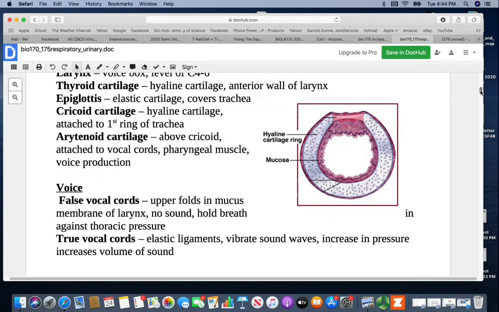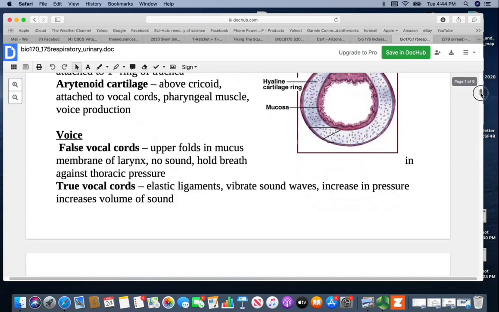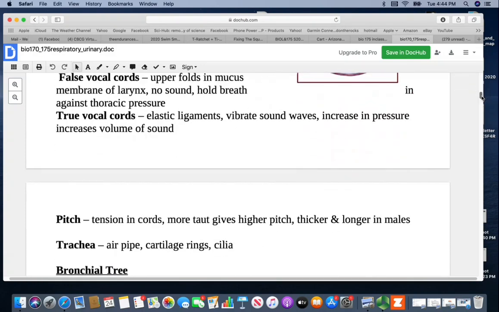Your true vocal cords will be below there, and they're going to be elastic ligaments that will vibrate to produce sound waves. When you increase the pressure, it will increase the volume of the sound. The pitch is controlled by the tension in the cords. The more taut, the higher the pitch.